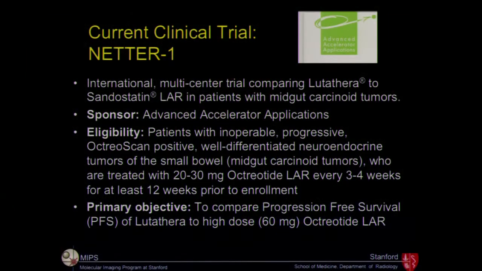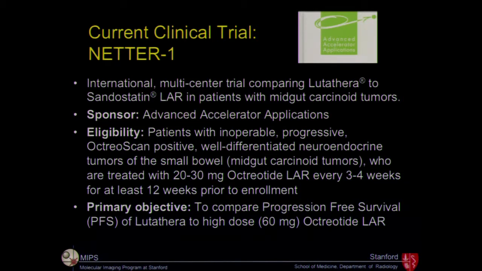The current clinical trial is called NETTER-1, which stands for NET therapy, and it is the first trial in a large multi-center approach. The sponsor is Advanced Accelerator Applications, which is based in Europe. So it's an international multi-center trial, with 14 sites in the US and 28 sites in the European Union.